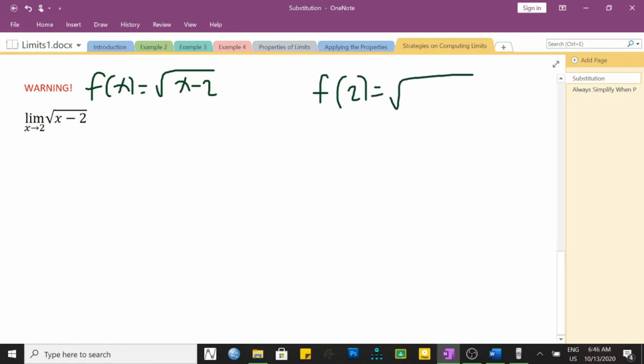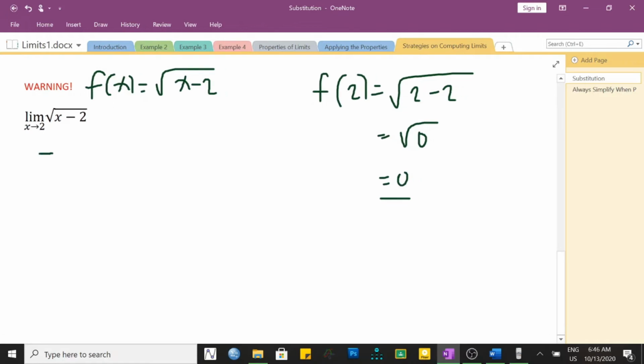So we have 2 minus 2, that is 0. Square root of 0 is 0. 0 is a number, it exists. So can we write that the answer for this particular limit is 0? Is that correct? It's not, because we are neglecting something here.